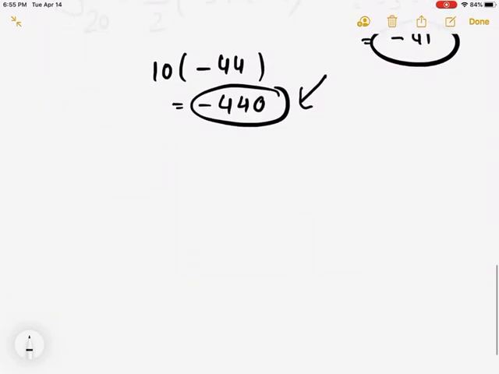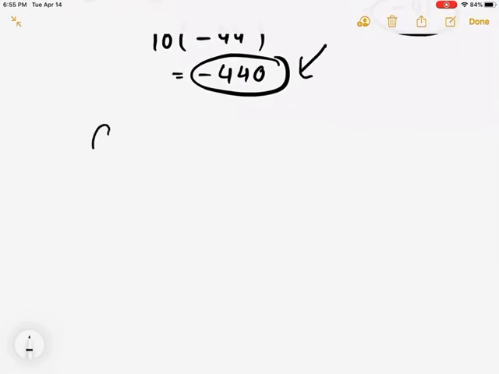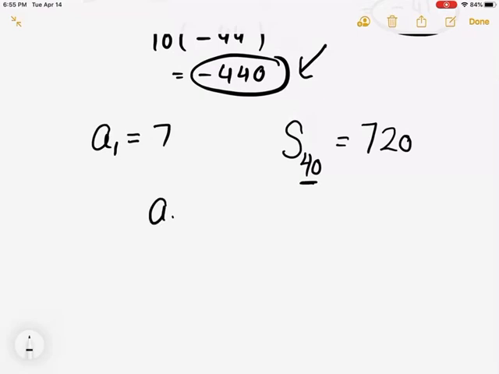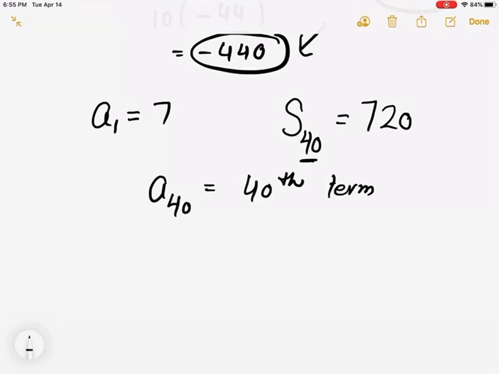Okay, one last example. So pretend your first term, a sub 1, is 7. S of 40, I hope you remember the symbol. When I say S40 means I have sum of 40 terms, which is equal to 720. And I want you to solve for A40. A sub 40 means I'm asking you for 40th term. Okay. I can go back to explicit rule, but as an explicit rule, you have to have first term, which we already have here. You have to have n minus 1. Yeah, which one we can do it here.